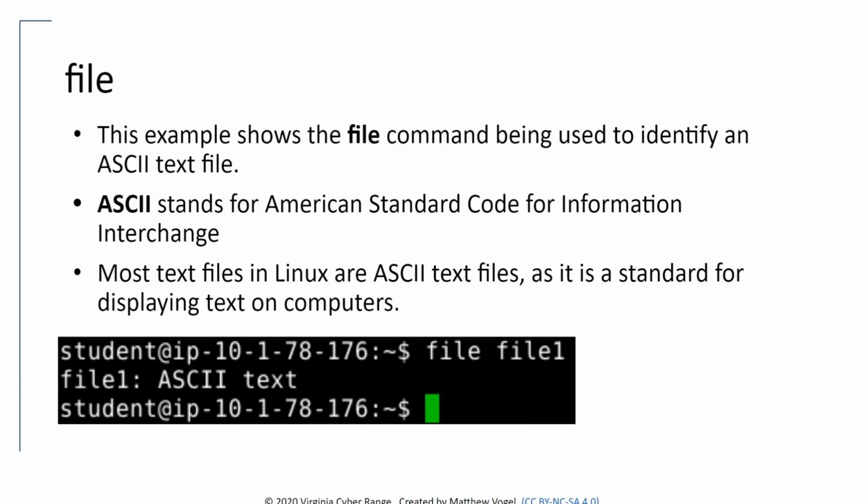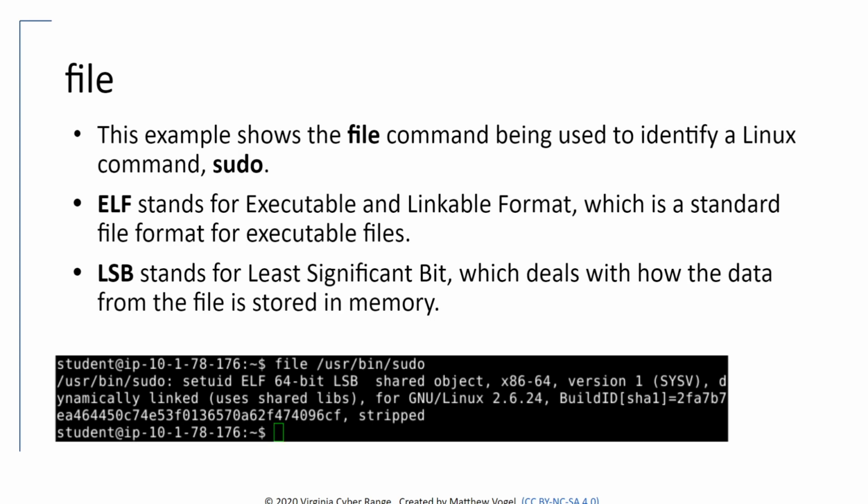Okay, this example shows the file command being used to identify an ASCII text file. ASCII stands for American Standard Code for Information Interchange. Most of your text files in Linux are ASCII text files, as it is a standard for displaying text on computers. So if you see here, we do file 1. File 1 is an ASCII text file.